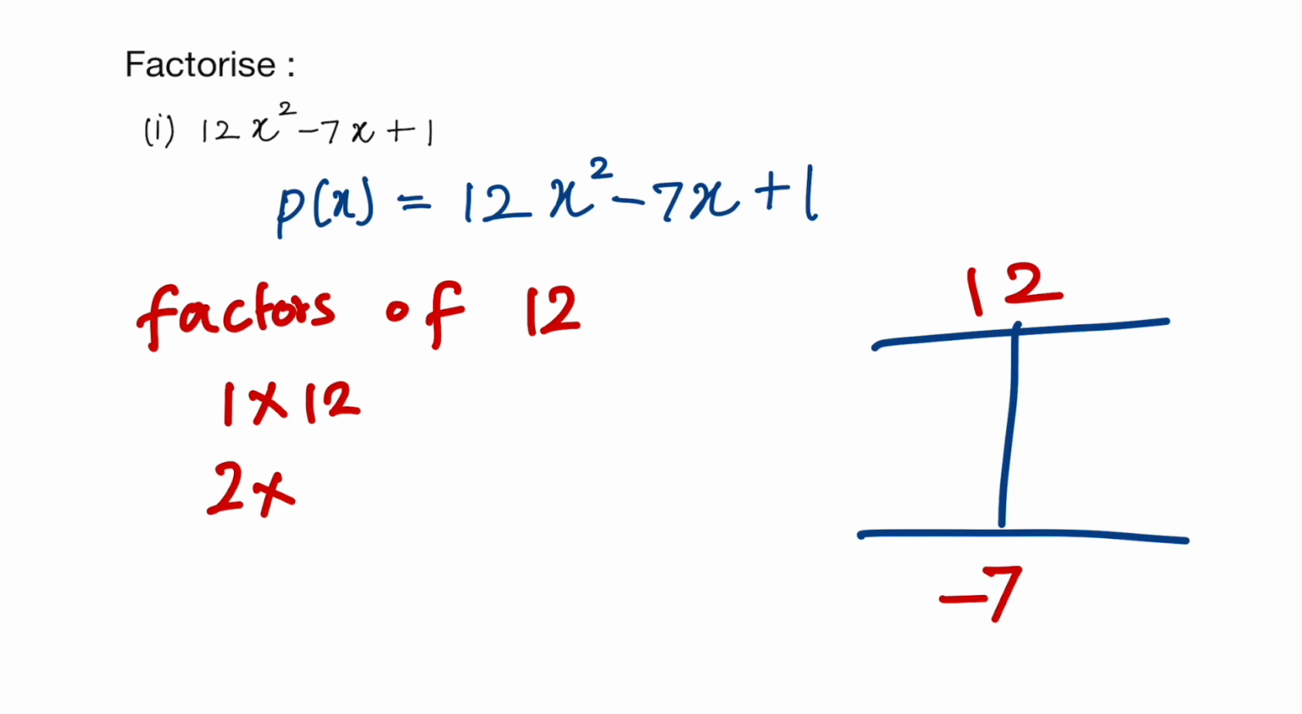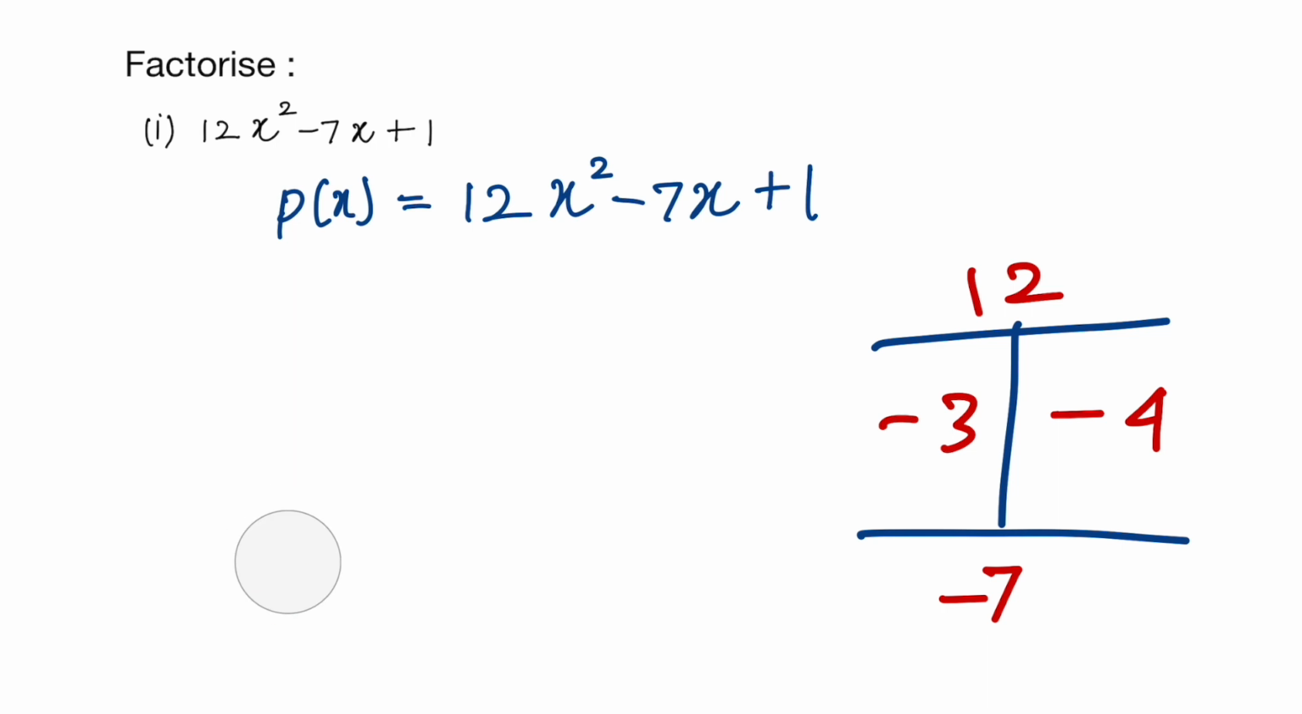Then we have 2 into 6. 2 times 6 is 12, but 2 plus 6 is 8, or 2 minus 6, it doesn't come up to 7. And then we have 3 into 4. 3 times 4 is 12, and 3 plus 4, as we know, is 7. But we have minus 7 here, so we can take minus 3 and minus 4. When you multiply minus 3 and minus 4, the negative signs get cancelled, so it multiplies up to 12. And when you add minus 3 and minus 4, you get minus 7. So that is the pair that you require for this splitting the middle term method of this polynomial.